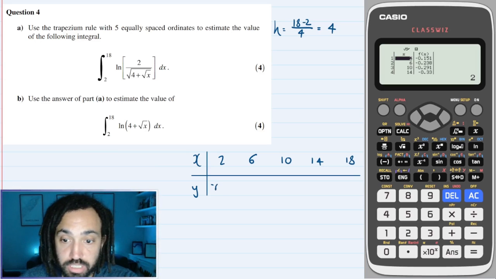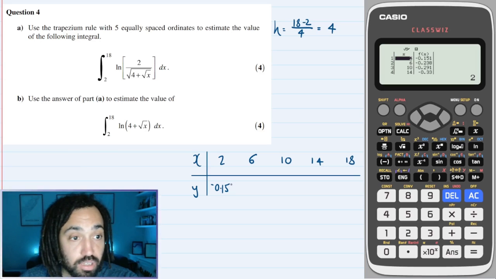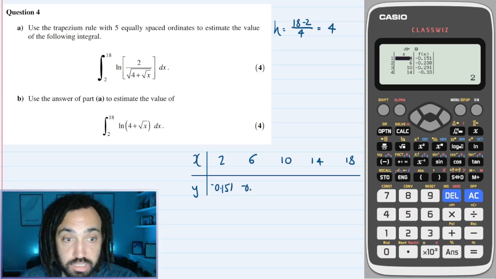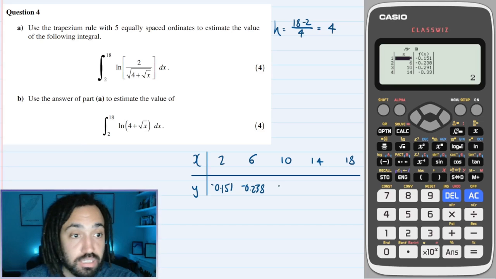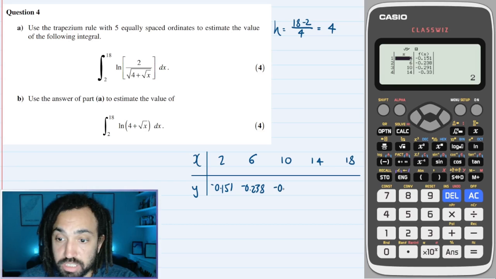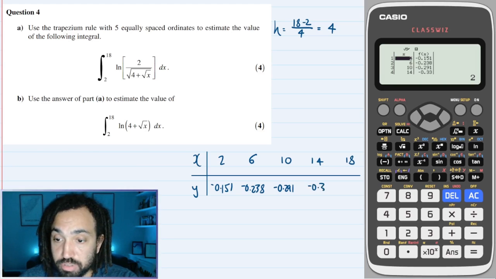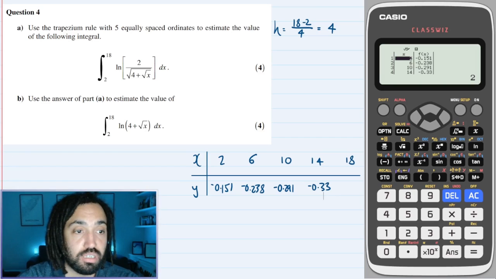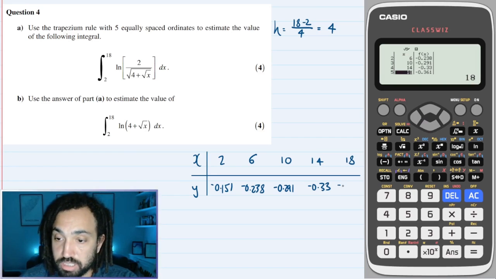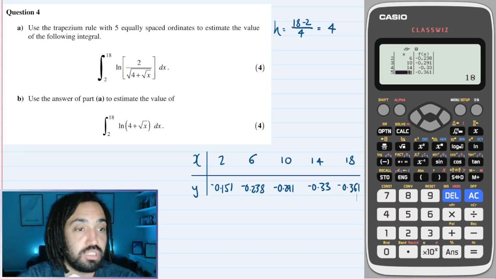So minus 0.151, minus 0.238, minus 0.291, minus 0.33, and then finally minus 0.361. Fantastic. Right, thank you, Mr. Calculator. You can go away now.